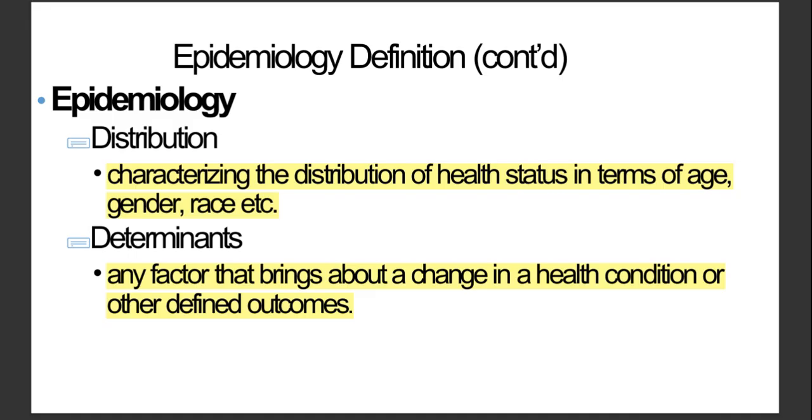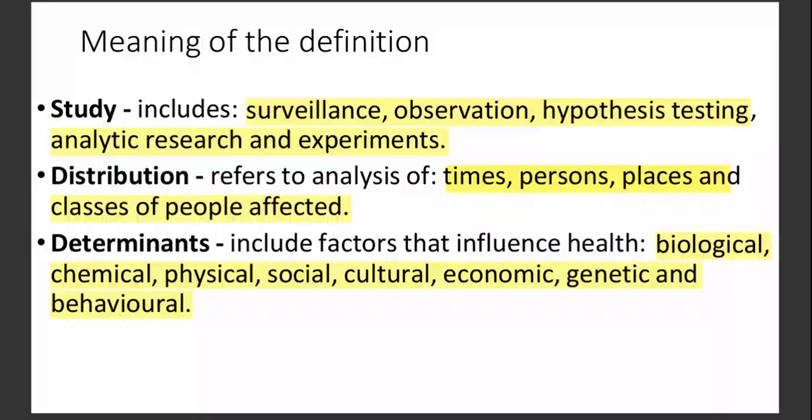And then we have got determinants. So determinant is any factor that brings about a change in health condition or other defined outcome. Those are health determinants. Any factor that brings about a change in health condition. For example, if you have got poor water or not clean water, that can be a factor that can bring about a change in health outcome. Maybe poor health hygiene. So those are factors that are going to change these health outcomes.